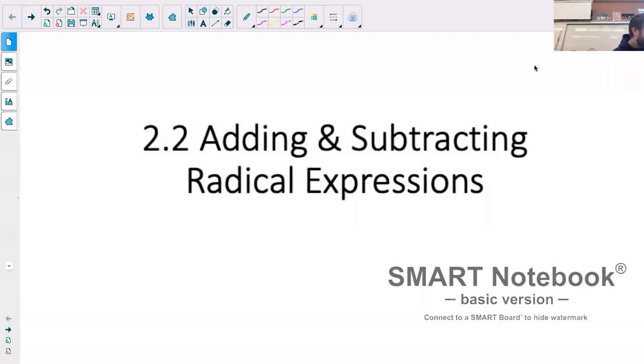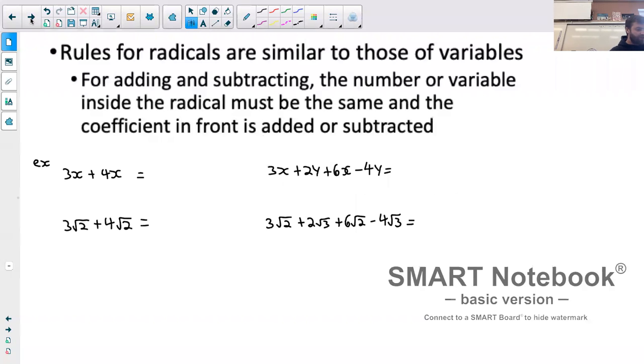Hi, today we are going over section 2.2, which is adding and subtracting radical expressions. Now, rules for adding and subtracting radicals are similar to those of variables. With radicals, we need to make sure that we have the same values inside the radical in order to add what's in front, just like with variables, we need the same variable to add the coefficients in front.